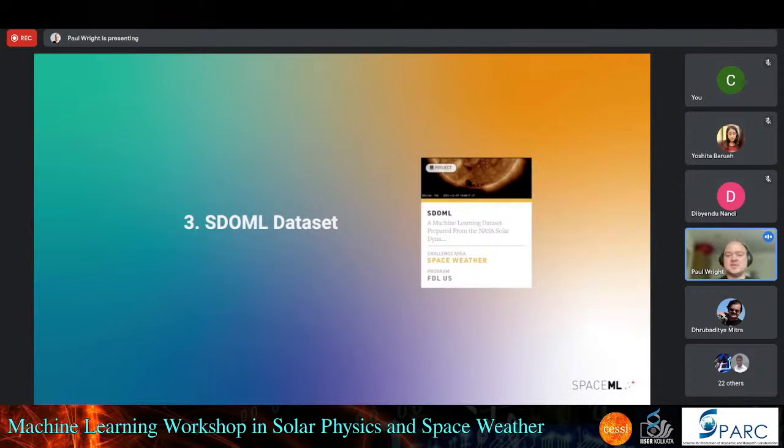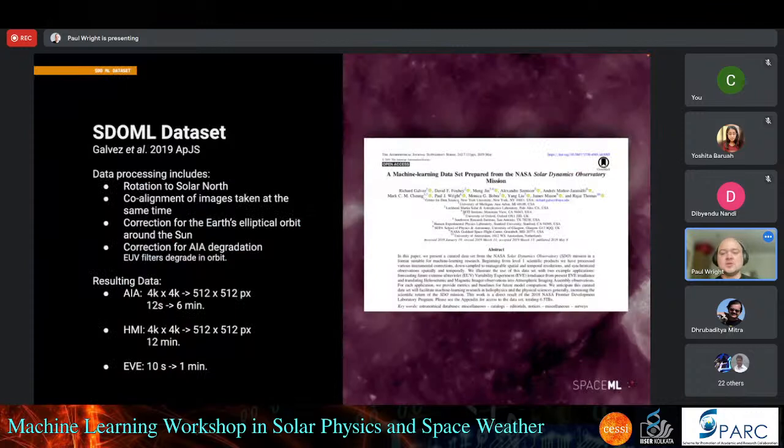So to address the issues mentioned, we present the SDOML dataset. The SDOML dataset includes data processing such as rotating images to solar north, co-alignment of images taken at the same time, correction of the Earth's elliptical orbit around the sun, and correction for AIA degradation. This degradation correction is required as EUV filters are known to degrade in orbit, which reduces the apparent brightness of the sun over time. The final image data is provided at 512 by 512 and either 6-minute or 12-minute cadence.